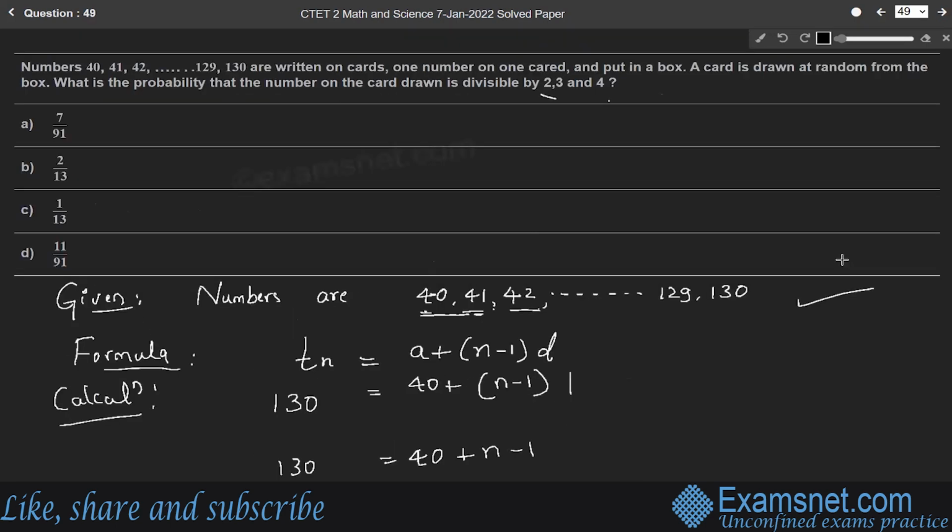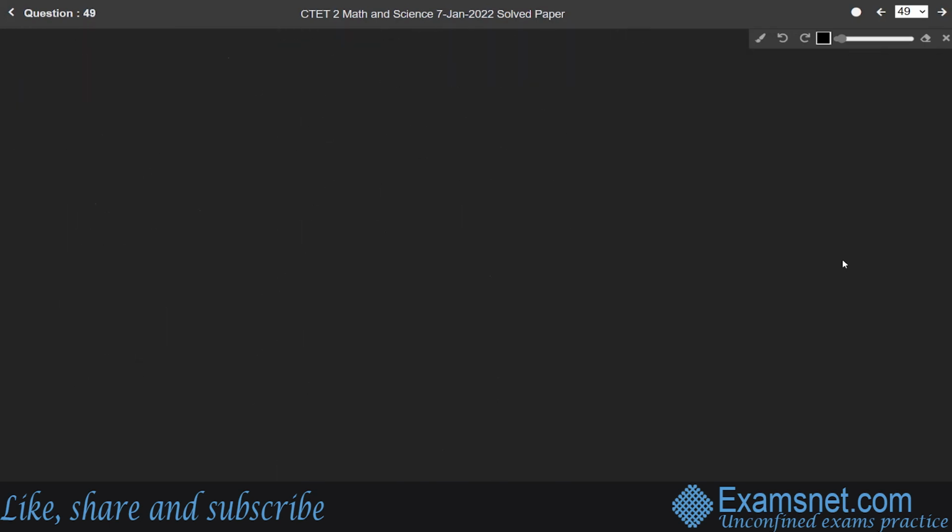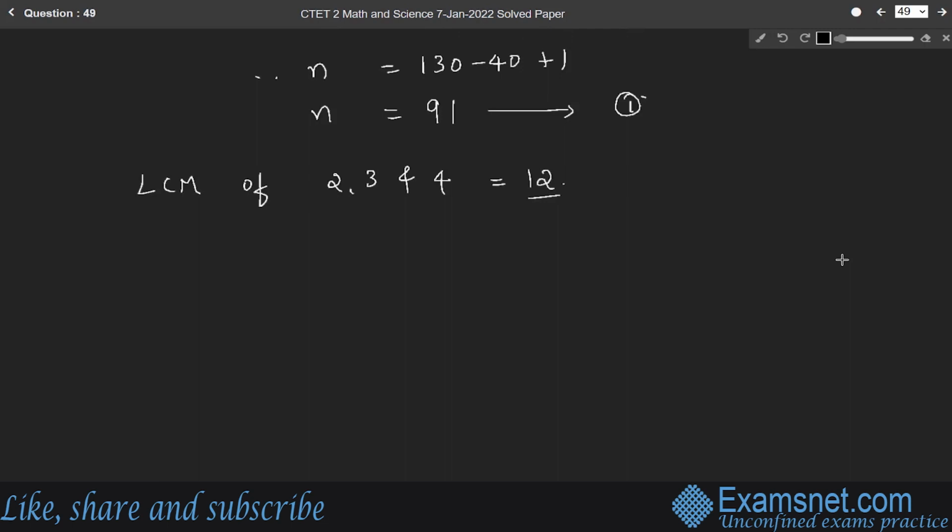And here, according to the question, we have to find the probability that the number on the card drawn is divisible by 2, 3, and 4. For that, we need the LCM of 2, 3, and 4. The LCM of 2, 3, and 4 is 12. So if the numbers are divisible by 12, the LCM of 2, 3, 4, then that number is divisible by all three, that is 2, 3, and 4.